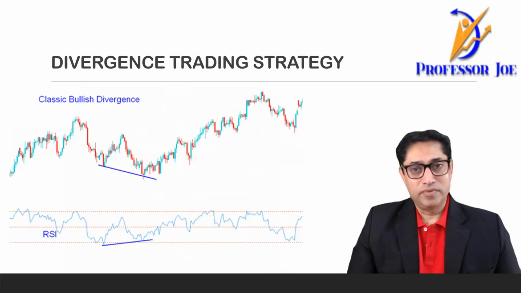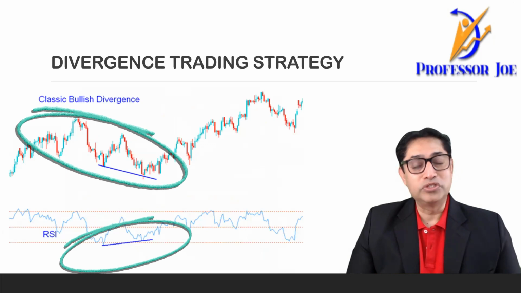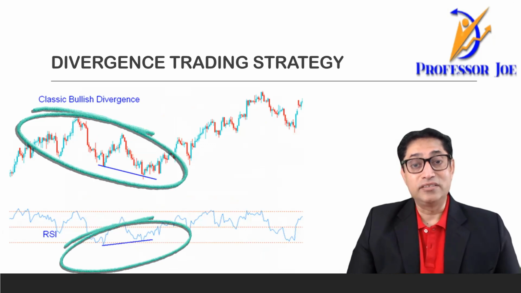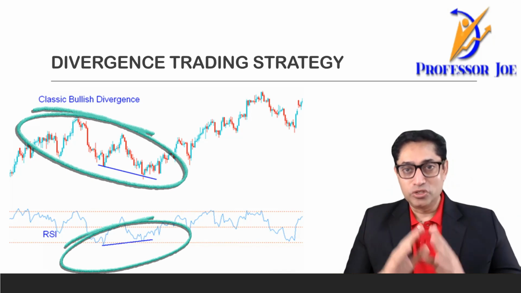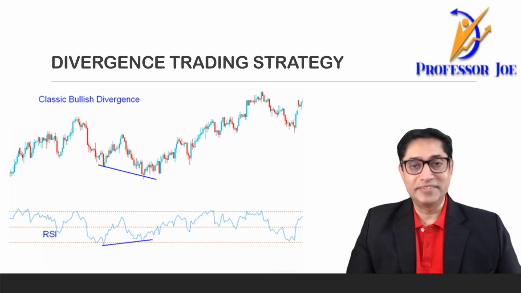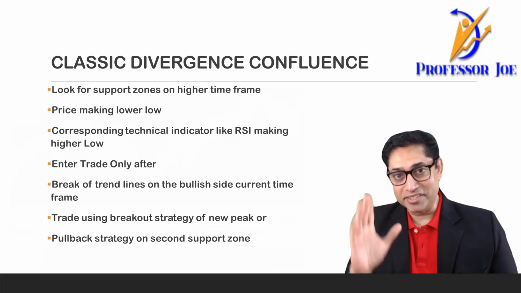This is the setup of how a bullish classic divergence should look. So you can see that the price is making lower lows and you can see that the corresponding technical tool is making a higher low. So let us break this up into small parts so that you understand when a perfect classic divergence is getting created. Now remember, here we are discussing bullish classic divergence.